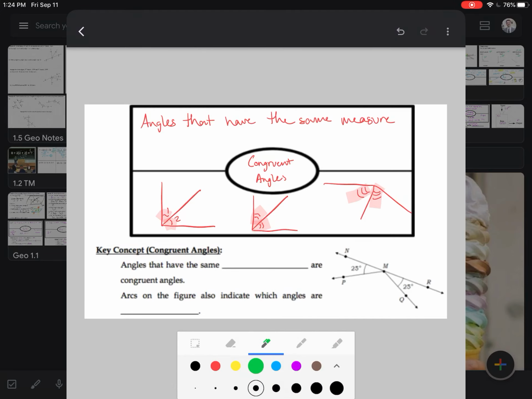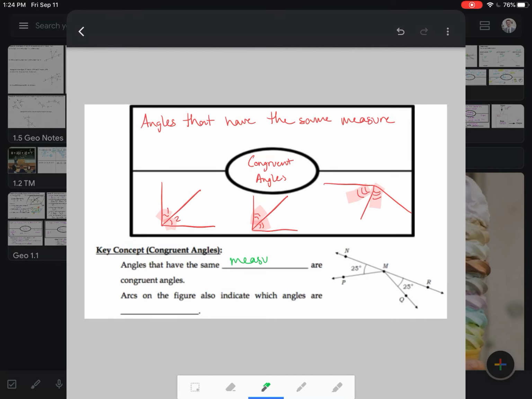All right, so let's keep it going. Some steps on the bottom are important to know. Angles that have the same measure are congruent angles, and arcs on the figure also indicate which angles are congruent. So if we look to the side here, we're going to see here is an arc and here is an arc. They both match. So that symbol there is what tells us that we have some congruent angles. And it's proven to us because we see 25 degrees. That's another way to see that there.